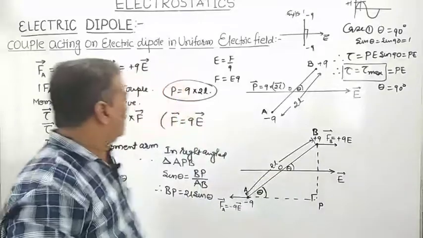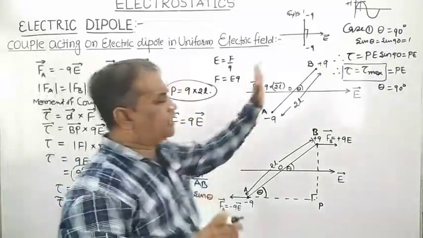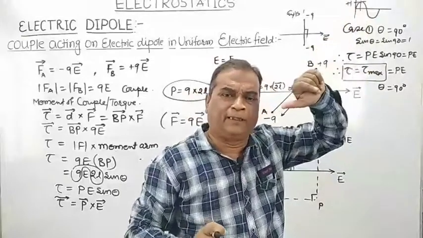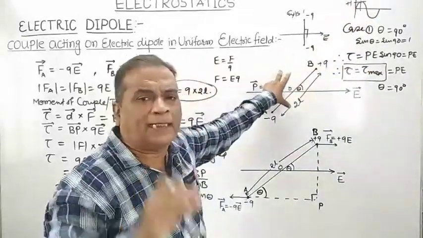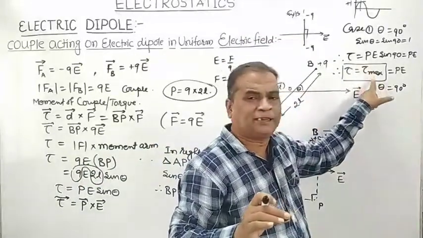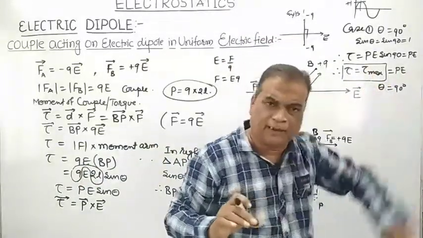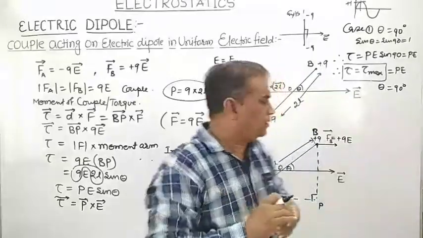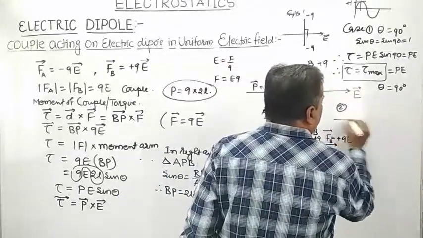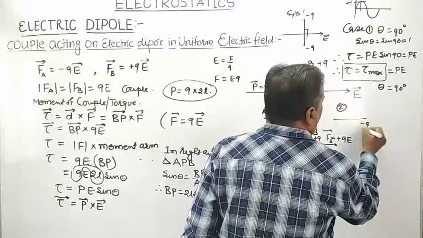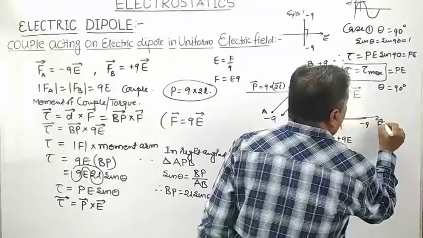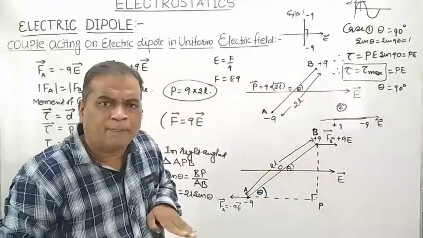So remember, whenever an electric dipole is kept perpendicular to the direction of uniform electric field, that electric dipole is acted upon by a maximum torque, and the magnitude of that maximum torque is P into E. Similarly, there is a second possibility, that the electric dipole moment, minus Q plus Q, and the direction of electric field are both coinciding.